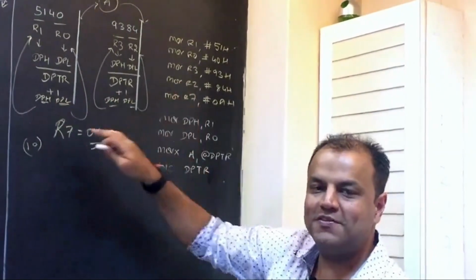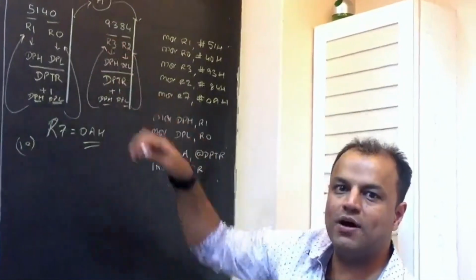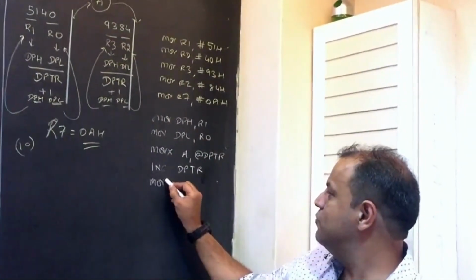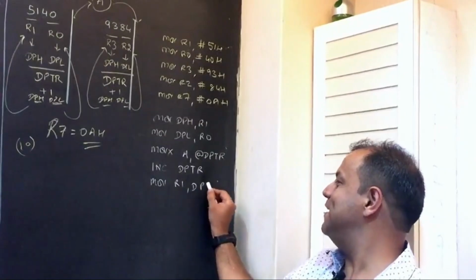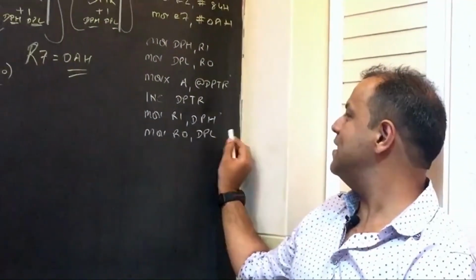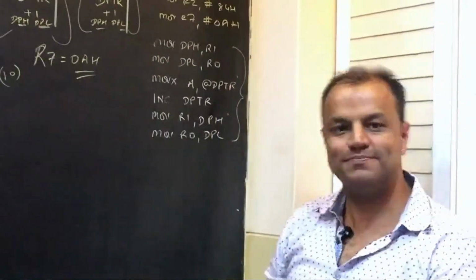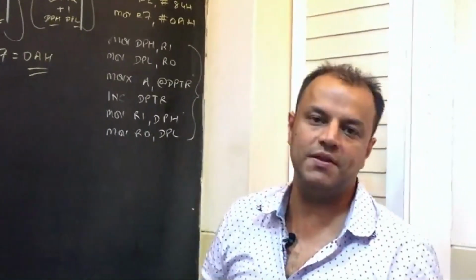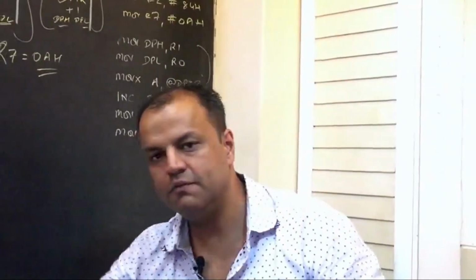DPTR is now going to point to the destination. Get rid of the value by putting it back into R1 and R0. Move R1, comma, DPH. Move R0, comma, DPL. If you're smiling right now, that means you understood the program. I need to do the same thing now for the destination. This was for the source. We do it for the destination.